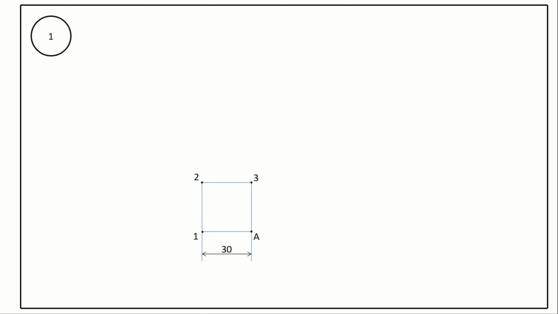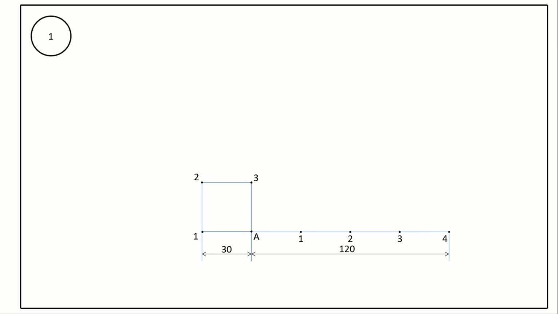Here, draw a horizontal line of length equal to 120 mm. Mark the point 1 on the horizontal line. The distance between A and 1 is 30 mm. Again, mark the point 2 on the horizontal line. The distance between 1 and 2 is 30 mm. Again, mark the point 3. The distance between 2 and 3 is 30 mm. Lastly, mark the point 4. The distance between 3 and 4 is 30 mm.